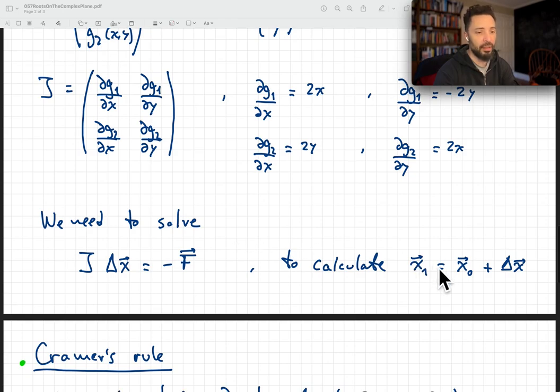And once you have that, you can update and move in x and y using this simple formula. So the new point is the previous point plus this delta x in x and y.